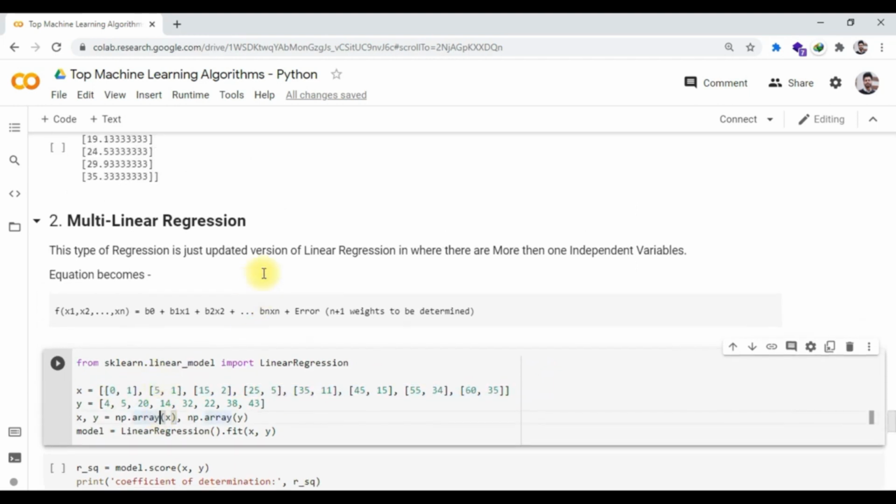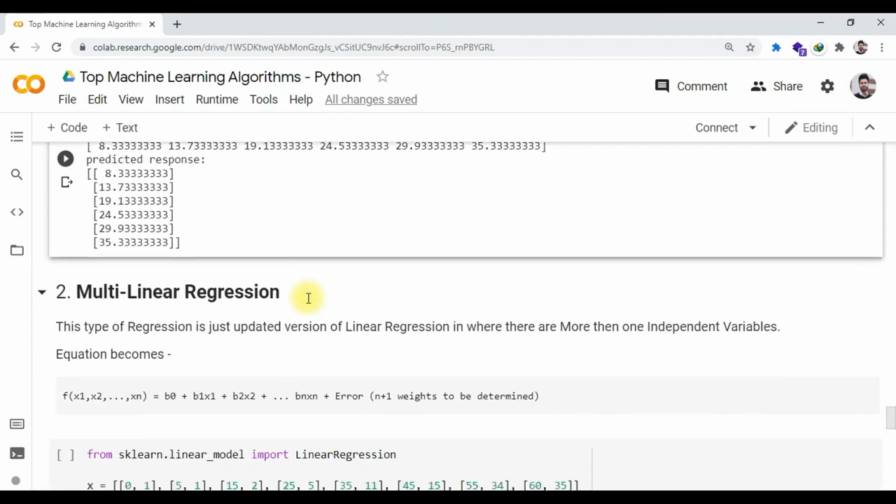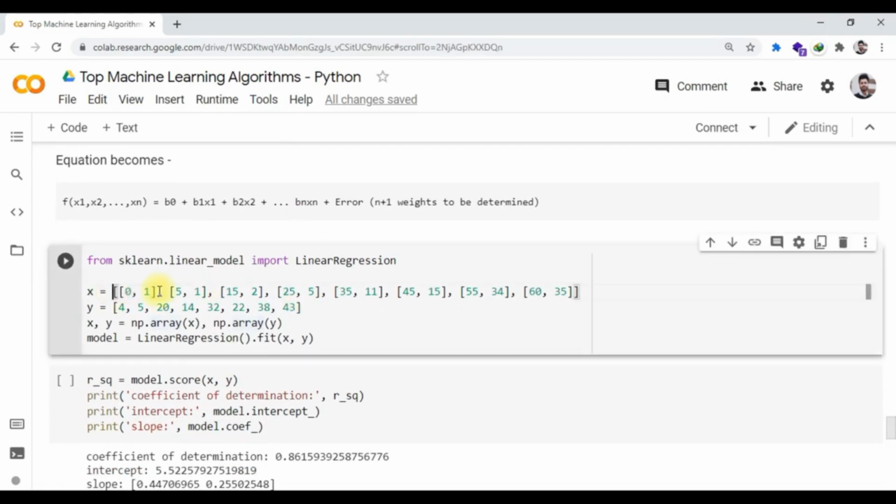As we see in our simple linear regression, we have just one value in x. As you see here, we have only a one-dimensional array for x, but in multilinear regression we have a two-dimensional array with two values.